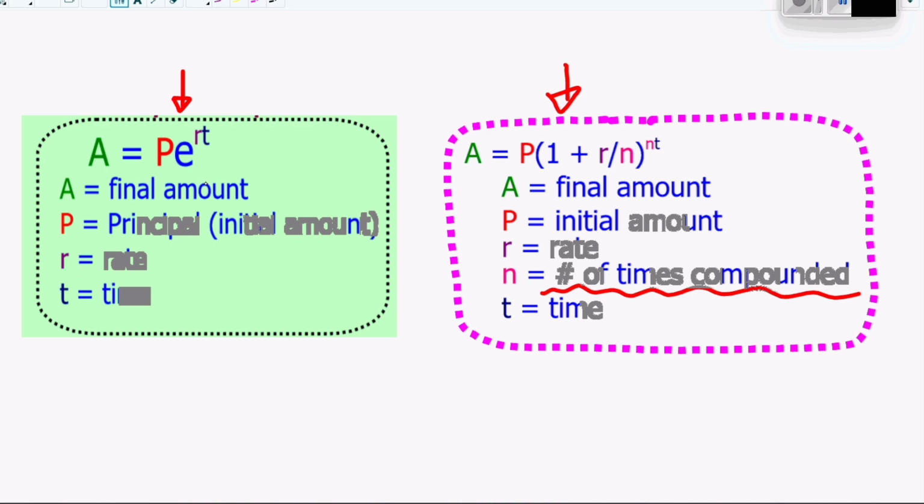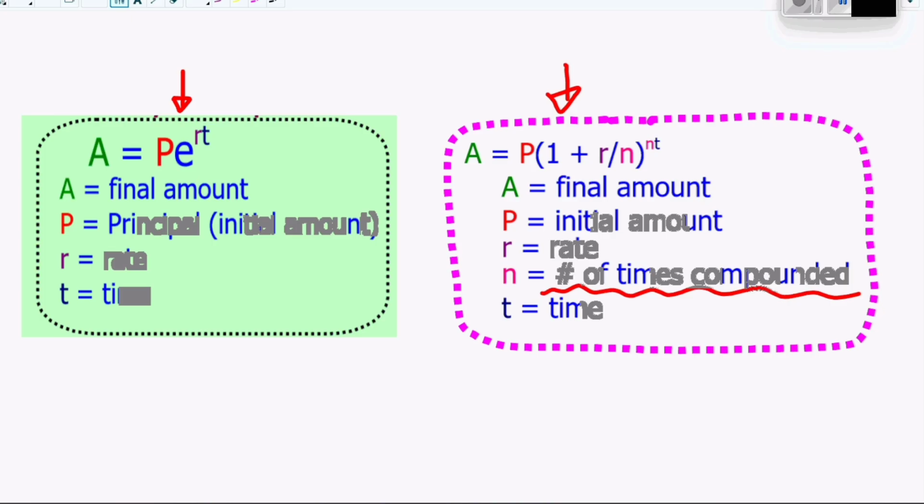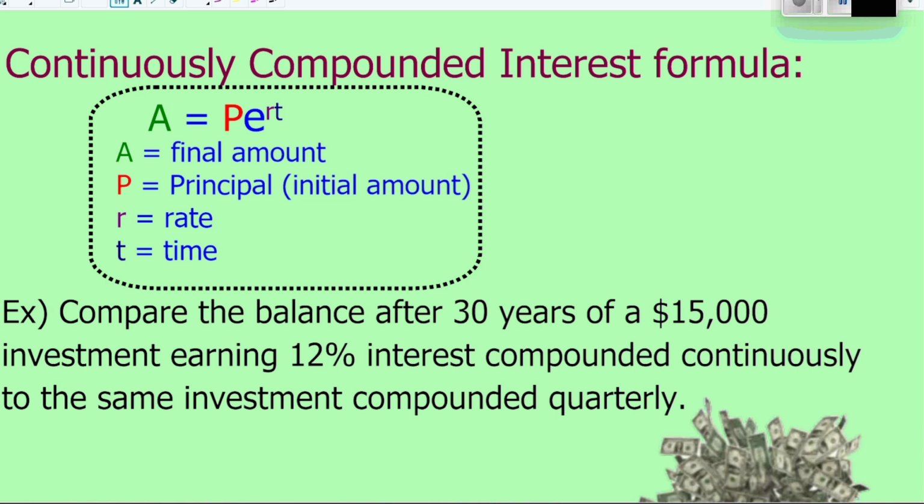So with that in mind, I think I have that on the next slide. Oh, I don't. Let's do this one first. I'll switch the order of those two. This one says we're going to compound this continuously. So we have to compare the balance after 30 years of a $15,000 investment earning 12% interest compounded continuously to the same investment compounded quarterly.